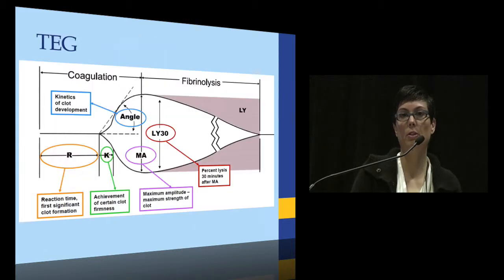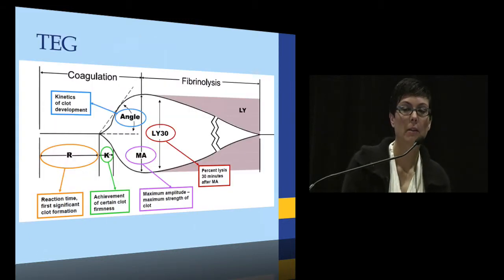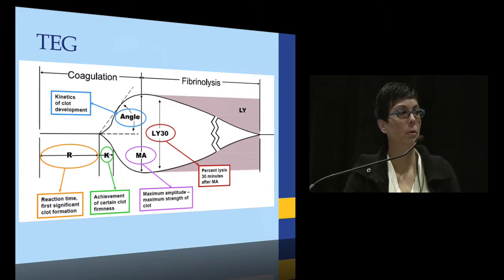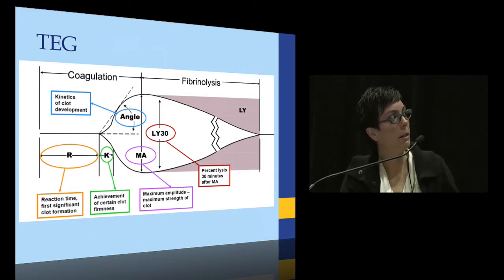So let's touch on the TEG here. You can see this is a common TEG diagram that you have probably seen. The key thing to note is that on this side you have coagulation, and there are all of your factors, the R, the K, the angle, and the maximal amplitude. And then as it continues on, you have the fibrinolysis, okay?